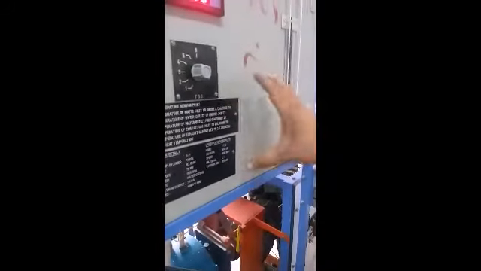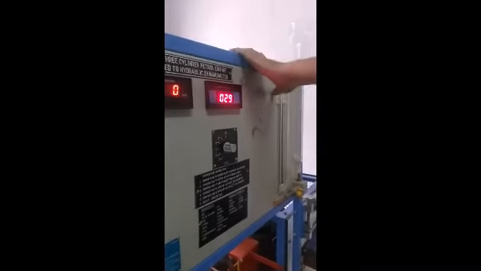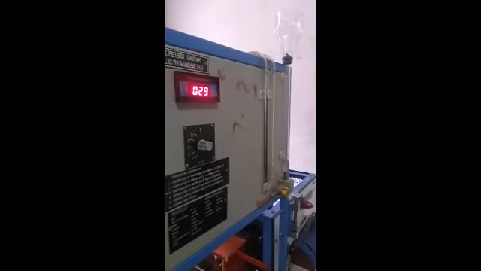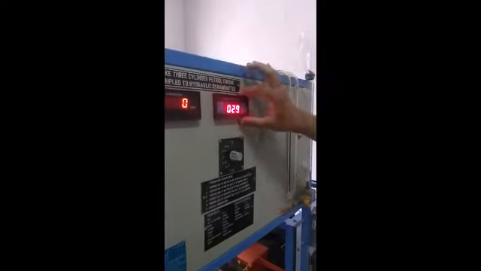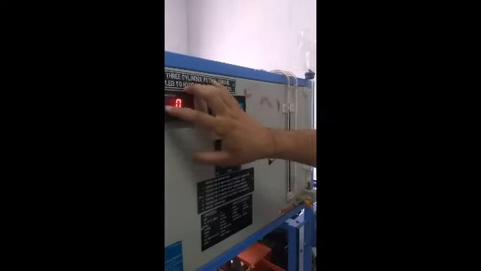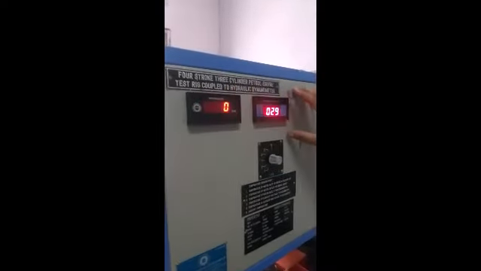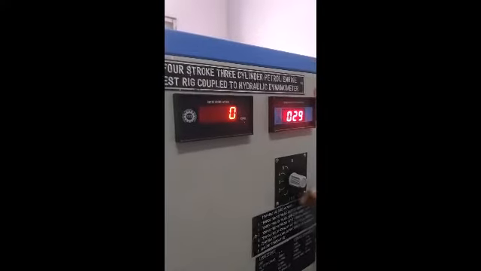So this is our model, the test rig of a 3-cylinder petrol engine. First of all, there are two indicators here. One is your RPM indicator, which shows the shaft rotation in revolutions per minute, and this is your temperature indicator.